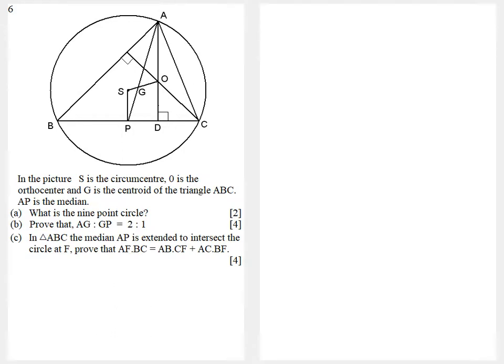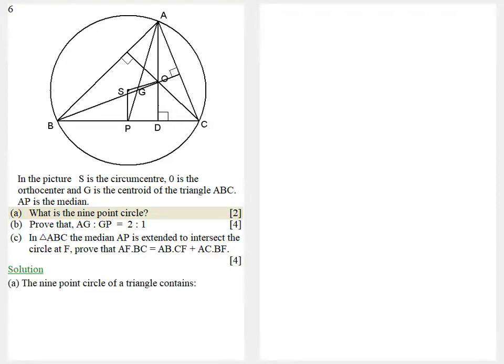Rajshahi, Higher Maths 2017, question number 6. In the picture, S is the circumcenter, O is the orthocenter, and G is the centroid of the triangle ABC. AP is a median. Now in part A it asks, what is the 9-point circle?